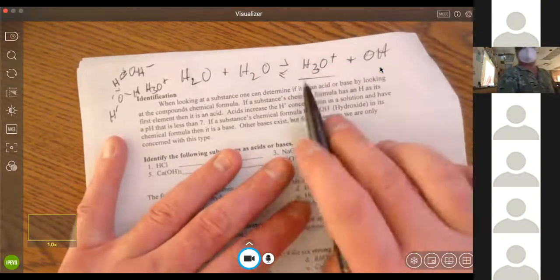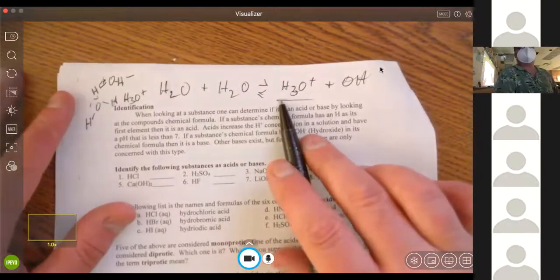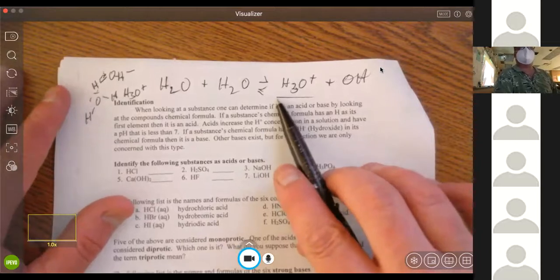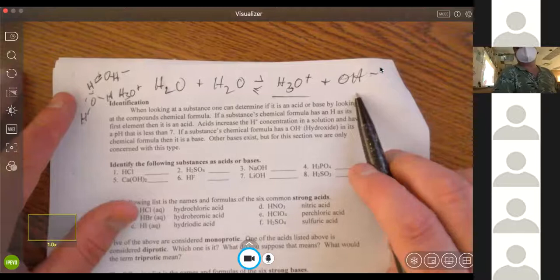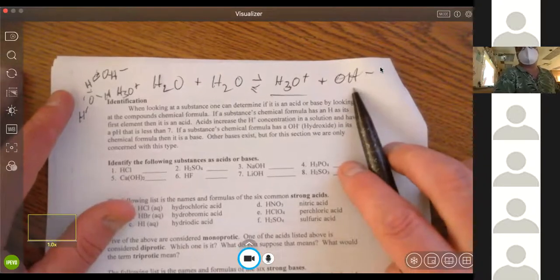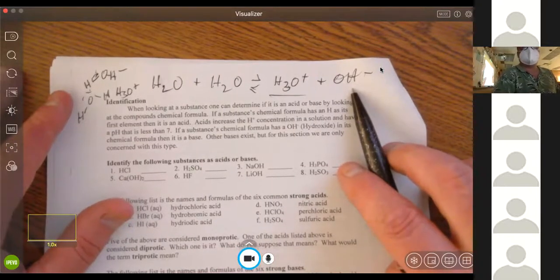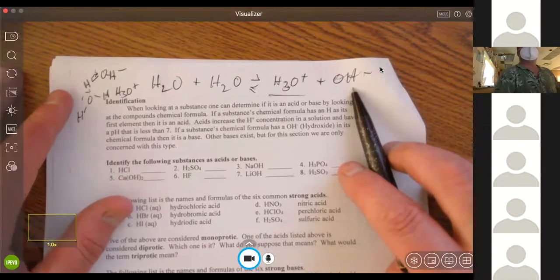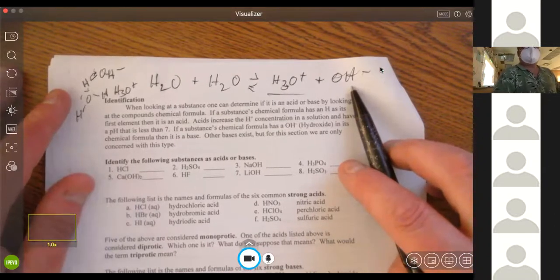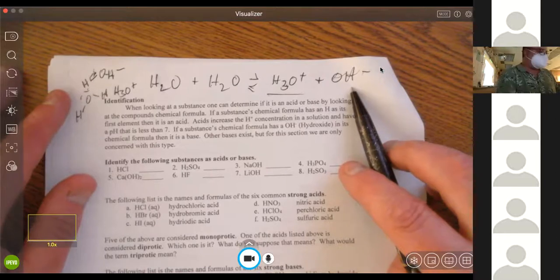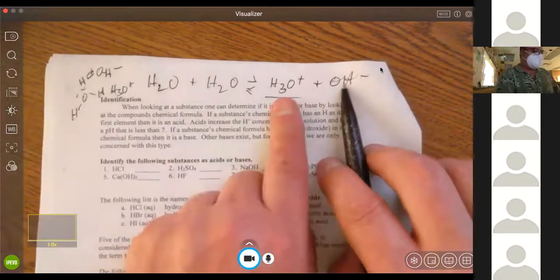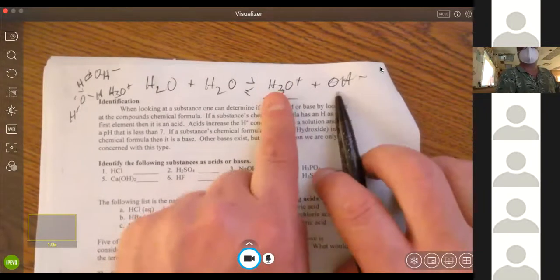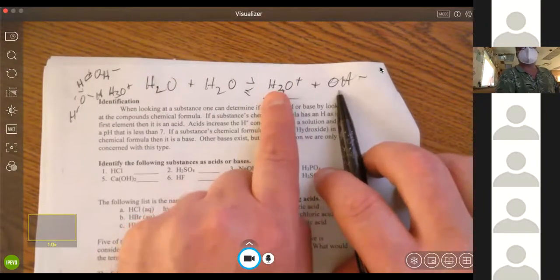This is known as the hydronium ion. If something is an acid, it makes more hydronium ion. This is known as the hydroxide ion. If something is a base, it increases the amount of hydroxide ions in the solution. Water is basically at equilibrium because for every one of these made, there is one of these made. And if these are in equal concentrations, then the substance is considered neutral.